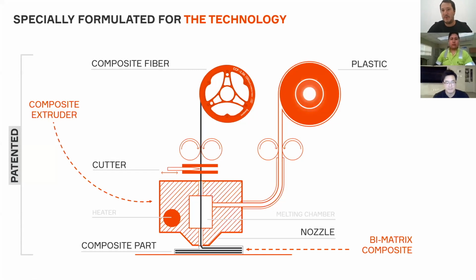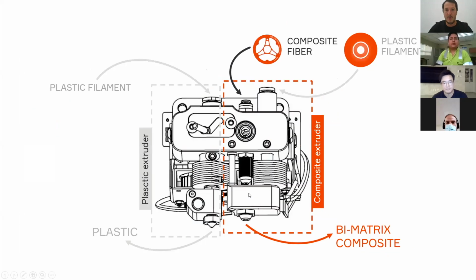So the first material that we offer, the CFC PA material, is a specially formulated plastic to use in the co-extrusion nozzle, in the composite nozzle, together with one of our reinforcing fibers, either CCF or CBF. So this is how the print head of the composite machine looks like. It actually has two nozzles. The right one is the composite nozzle and the left one is the plastic nozzle.